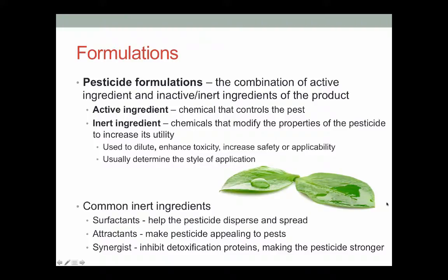Things like attractants, which can serve as a bait to attract pests in to feed, or synergists. Synergists are kind of cool. These are compounds that you can add to a pesticide that will disable detoxification enzymes inside the pest. So if you've got, say, an insect that has a whole bunch of detoxification enzymes that make it resistant, there are certain synergists you can add that will disable those and make them susceptible to the pesticide again.